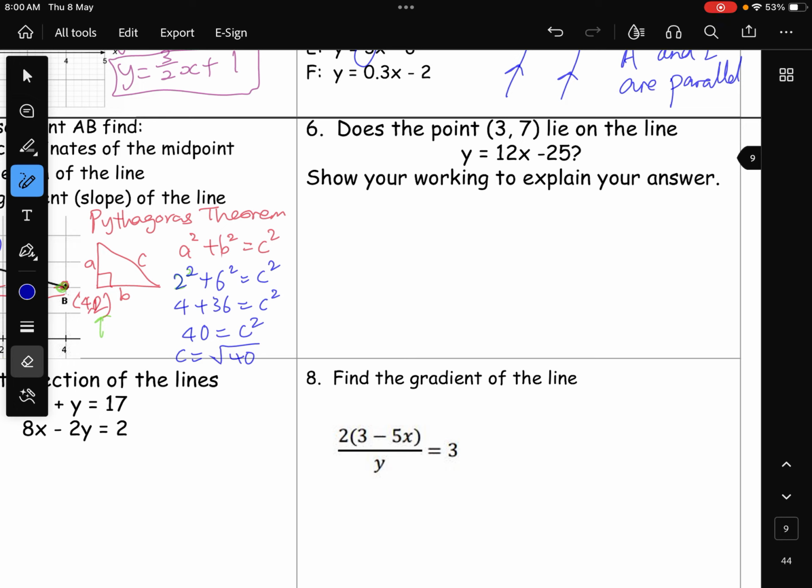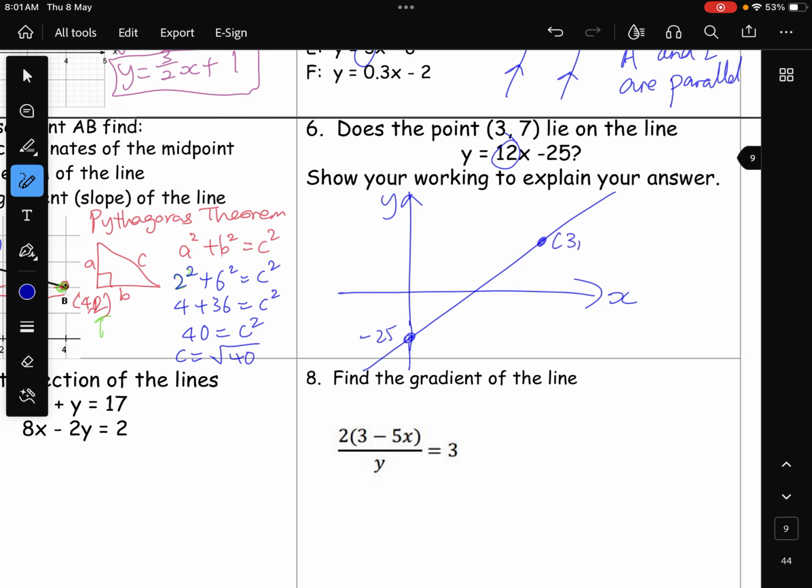It says, does the point 3, 7 lie on the line? What this question is basically asking is, let me just draw this for you just to see if this makes sense. So let's say you've got a line here. And we know that 12x minus 25 will look maybe something like that. So let's say if this is negative 25, because the gradient is positive, so that we know that the graph is going to go in this direction. The question is asking, if you have 3, 7, does this point lie on the line? Now then, how do we even know that a point actually lies on the line?